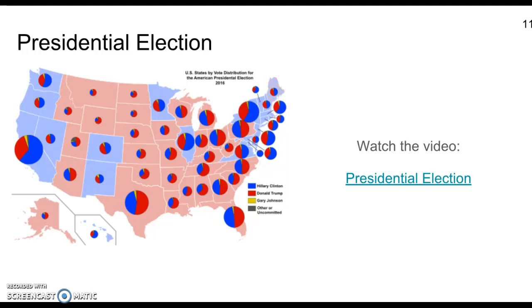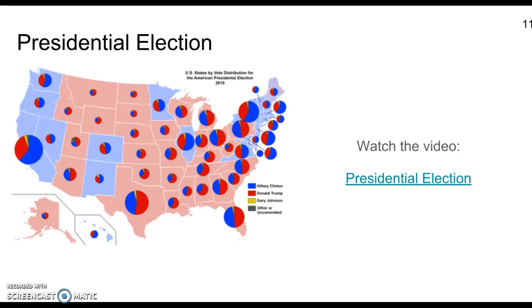Every state starts by getting 3 electors. The presidential candidate who gets the most votes in each state gets all the electoral votes for that state. If a state has, like, 10 electoral votes and one candidate gets 60% of the popular vote, he or she gets all 10 electoral votes.